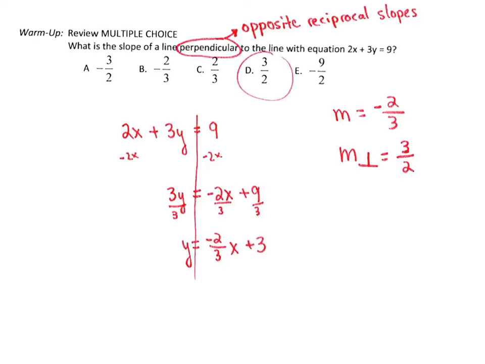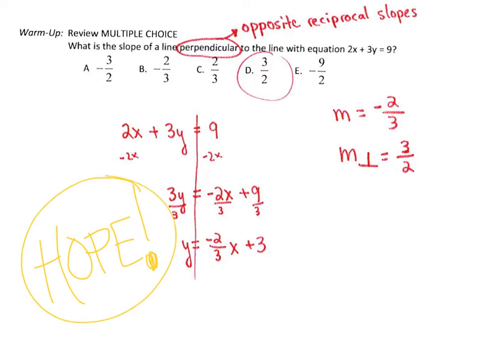And who got D? Raise your hand. Oh, that's awesome, but not all of you. So there are a couple of you guys in this room who didn't get it right. There is always hope. So let's go through it, and maybe you made just a silly mistake, or I'm not sure. But nevertheless, there's always hope.